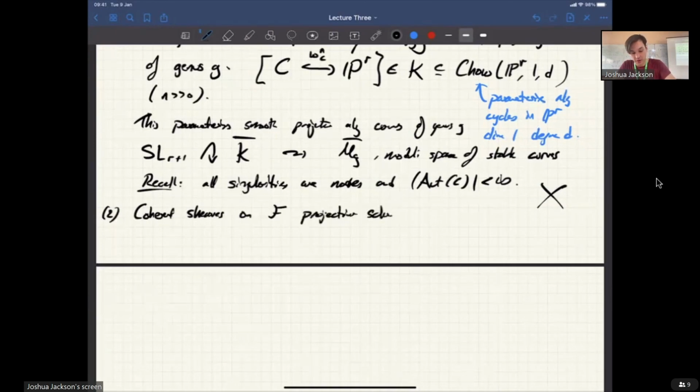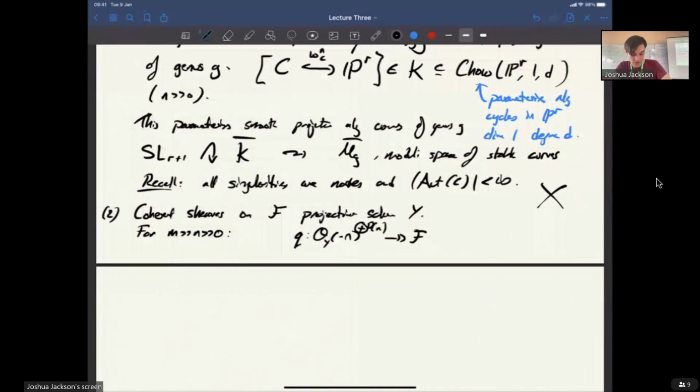Projective scheme. Maybe I'll call it Y. The way this works is if I take M sufficiently large, bigger than N sufficiently large, then I can consider points in a so-called Quot scheme, which parameterizes quotients that look like this. I can realize F, the coherent sheaf I'm interested in, as a quotient of this thing. And this lives in some locus I'm going to call Q, which in turn is inside a Quot scheme.